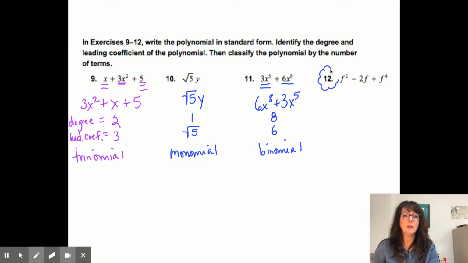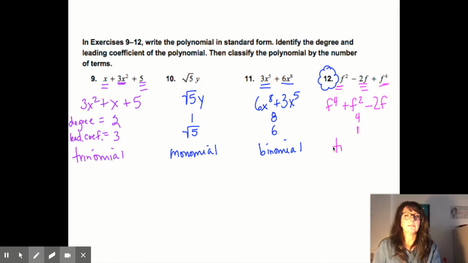I would like you to pause the video and do number 12. And so if I have three terms here, 4 has the highest exponent, so that would be the first one when I put it in standard form. Then it goes down to 2, and then 3. So I would have f to the 4th plus f squared minus 2f. Okay, so the degree would be 4, leading coefficient would be 1, and the last thing is to classify it.